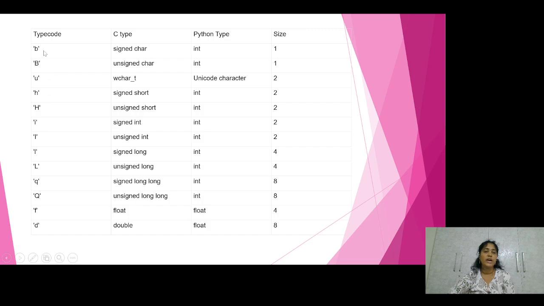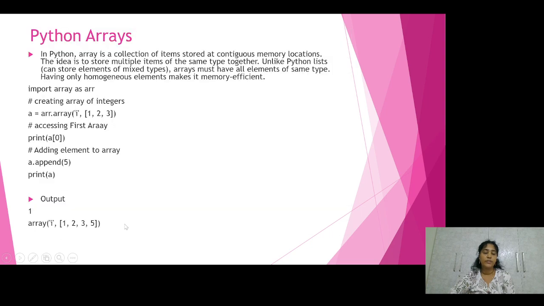Like that you can create any type of array. That is B if you have specified signed character, capital B unsigned character, and U means Unicode characters, H signed short, capital H unsigned short, I signed int, capital I unsigned int, L small l signed long, and so on like this. If you want to create a float array, F, and a double array, D. Like that you have to create.